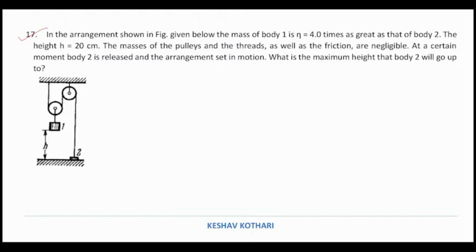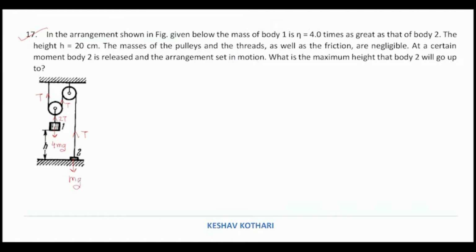So if we consider this problem, let us begin with tension analysis. If there is tension T in all these threads, then there is a tension 2T in this thread. The next thing I can say is there is a force 4mg acting in the downward direction, and over here mg is acting in the downward direction.